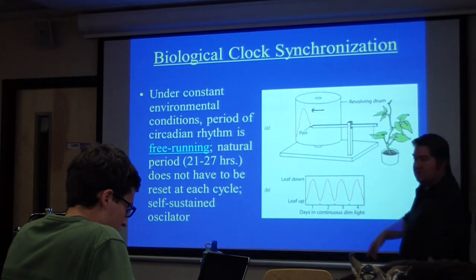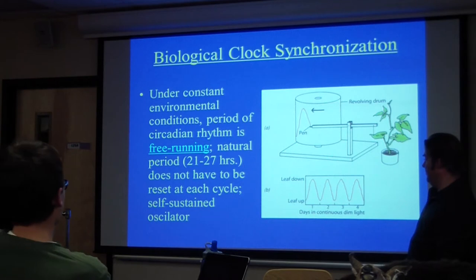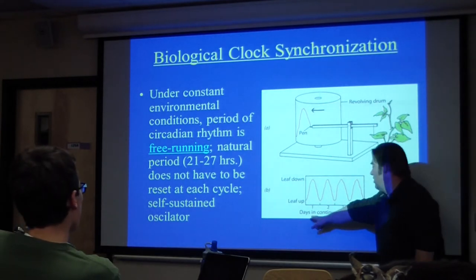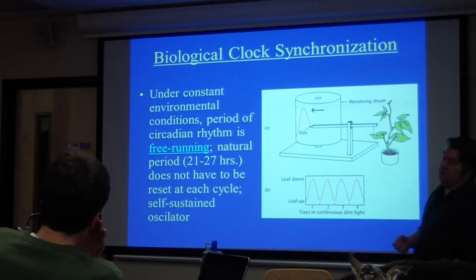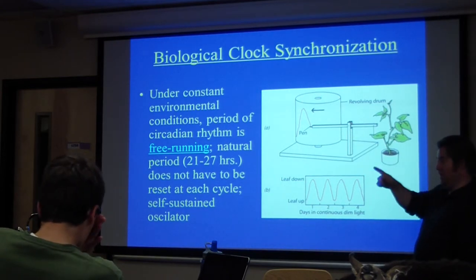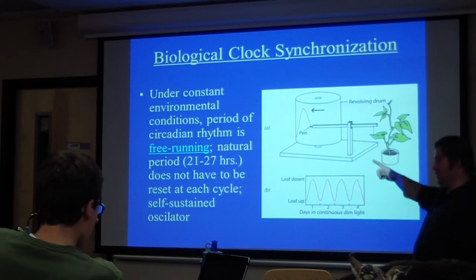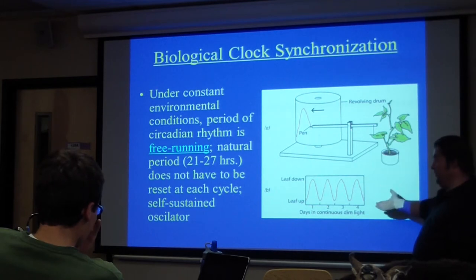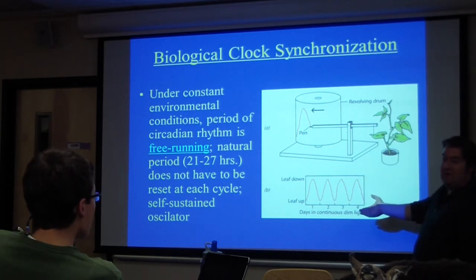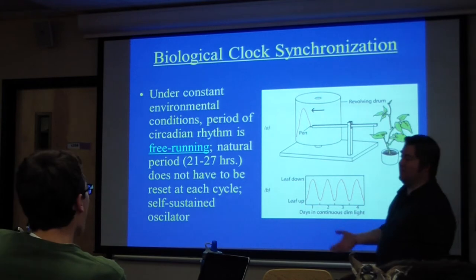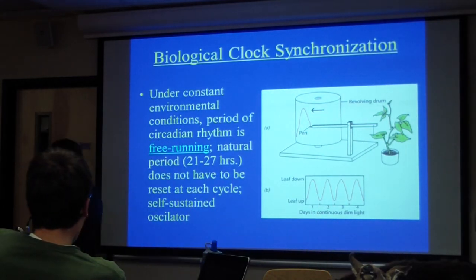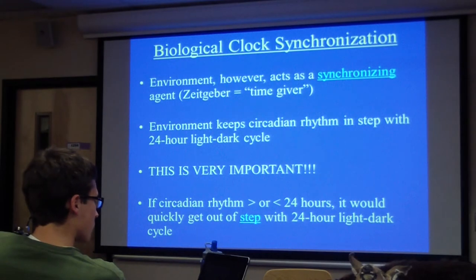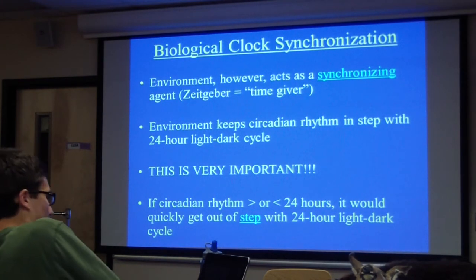And so check out this real life data here. Here are the days that this plant has been in continuously dim light. Open, close, open, close. It just keeps going without any access to the sun. It doesn't have to be reset each day. It's free running. It's a self-sustained oscillator.